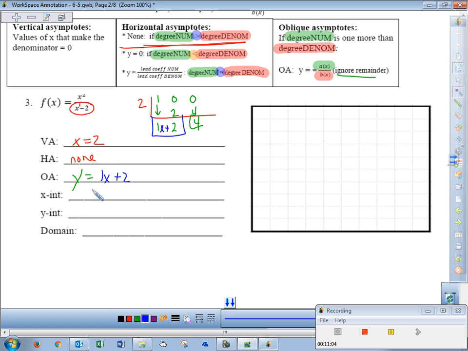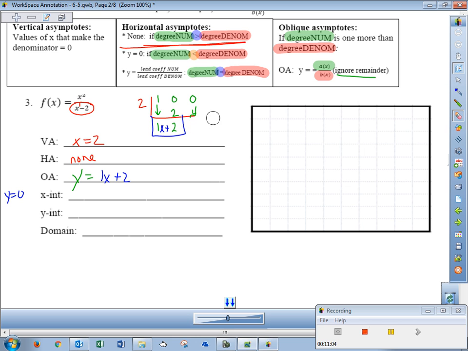We've done 3 of those. Now some new information. X-intercepts. Let y equal 0. Back into this original function, right? Anytime you want to find the x-intercept, you're going to let y equal 0. Well, let me just erase this. You can keep yours, but I'll erase this.